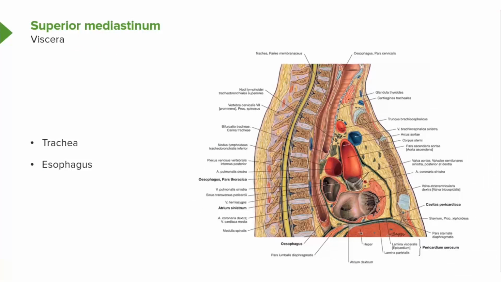Now we want to take a brief look at each of the mediastinal areas, and the purpose of taking a look or a stop at each one is to understand the major or key viscera that are occupants of these mediastinal divisions and subdivisions. So the superior mediastinum will have the trachea that we see here, and then running posterior to it in the superior mediastinum will be the esophagus.